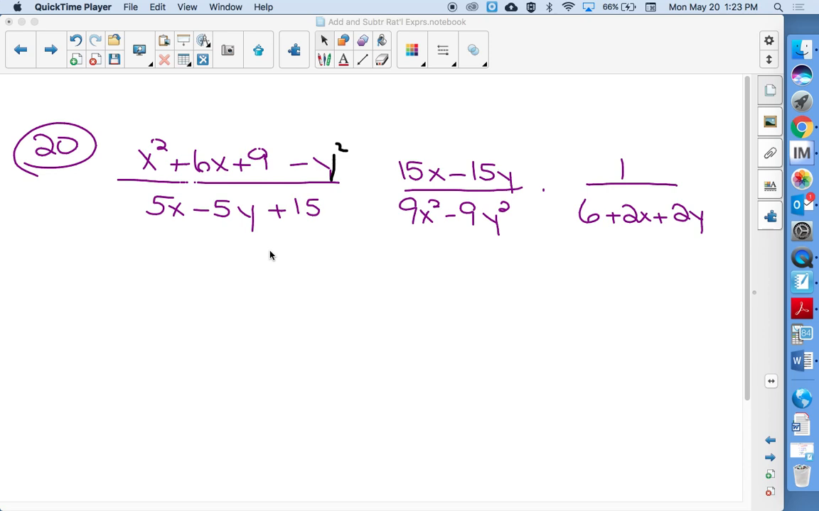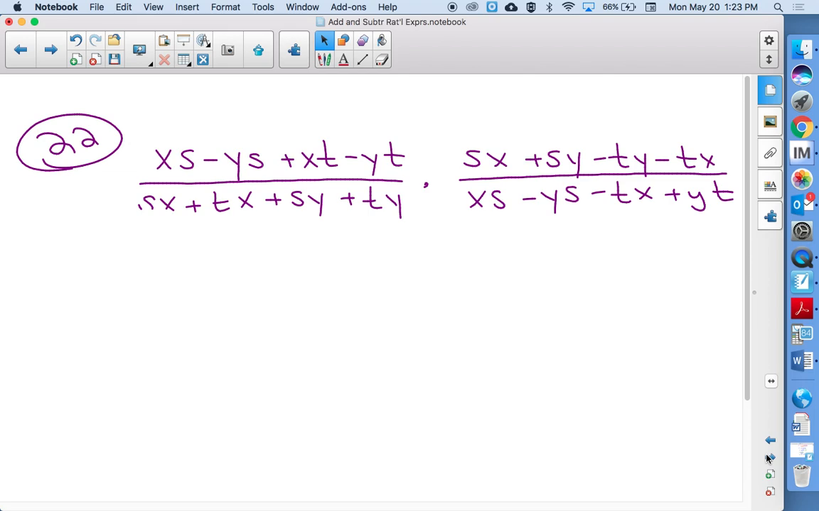Simplifying, multiplying, dividing. I wanted to go over 22 and 20, and I'm going to start with 22 first, and then we'll talk about 20. 20 was the special one of the group, so we'll save that one. Do number 22 first. So Friday we talked about simplifying expressions by factoring.